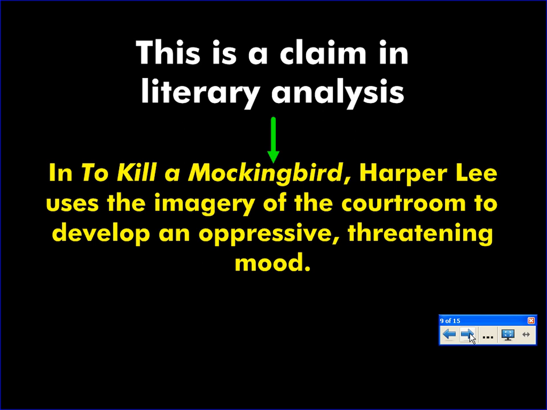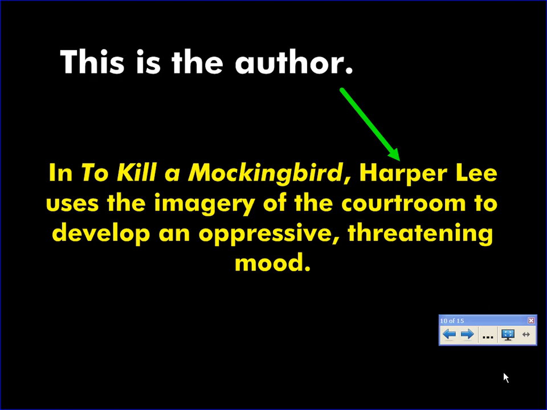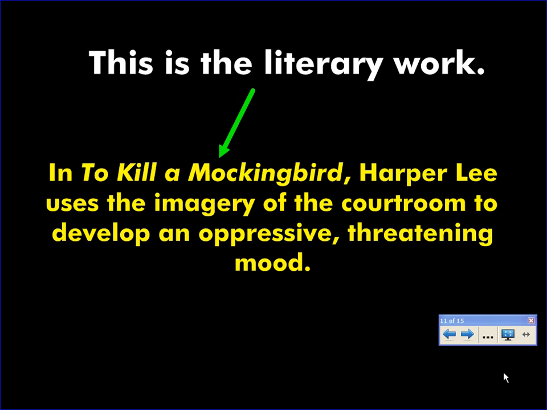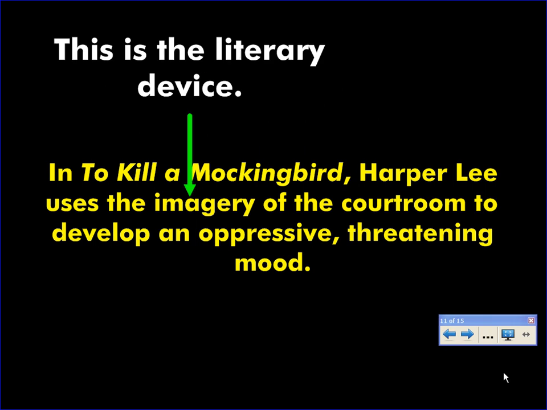This is another claim, an example of a claim from Lee's To Kill a Mockingbird, and you can see its parts. So who's the author? What's the title of the work? What's the device? And what's the effect?